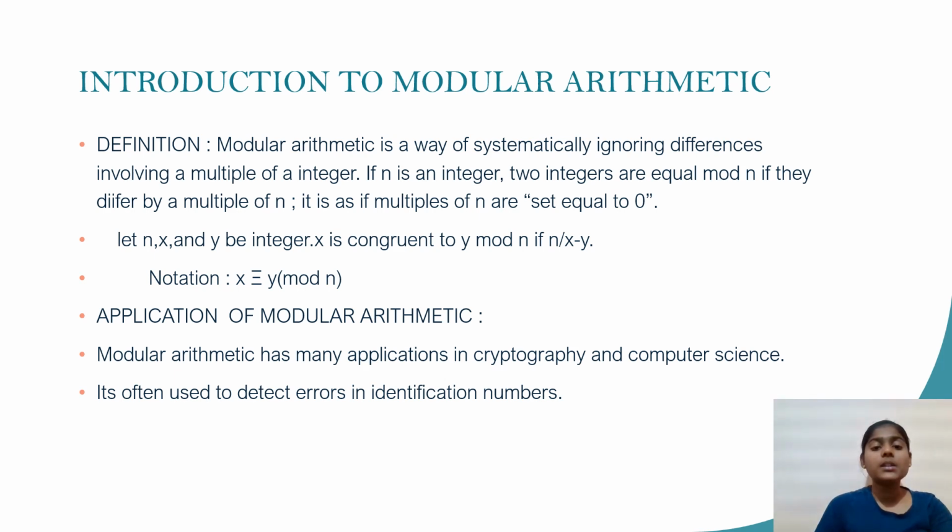Definition: modular arithmetic is a way of systematically ignoring differences involving a multiple of an integer. If n is an integer, two integers are equal mod n if they differ by a multiple of n. It is as if multiples of n are set equal to 0. Let n, x, and y be integers. x is congruent to y in mod n if n divides x minus y. Notation: x ≡ y (mod n).